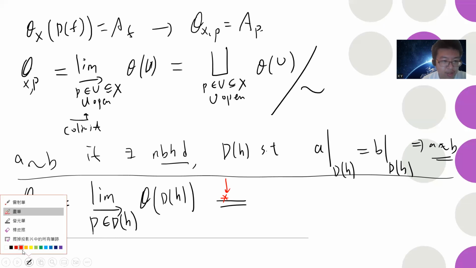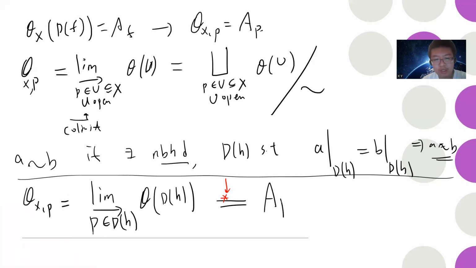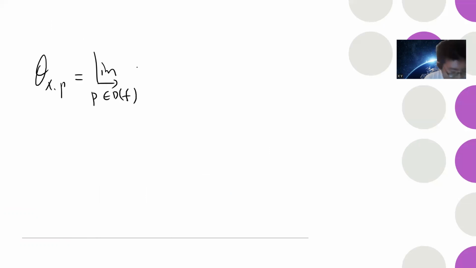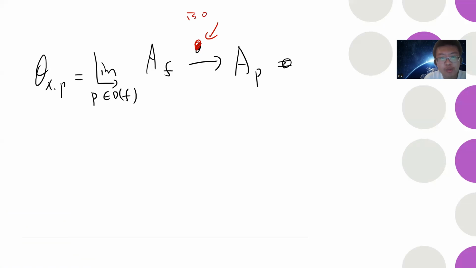This guy is basically A_P, and then this is A_h. So basically what we're going to prove is this: for P belongs to D(f), A_f maps to, let's say, A_P. This is what we're going to prove, and we want to prove that this is an isomorphism.